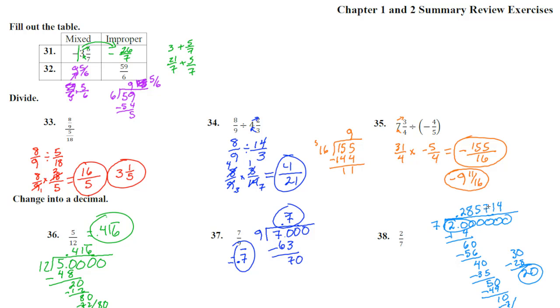So it's 0.285714, and then we'll start over, 285714. So the line goes over the entire 6 digits, 1, 2, 3, 4, 5, 6. That's what 2 sevenths is. Excellent.